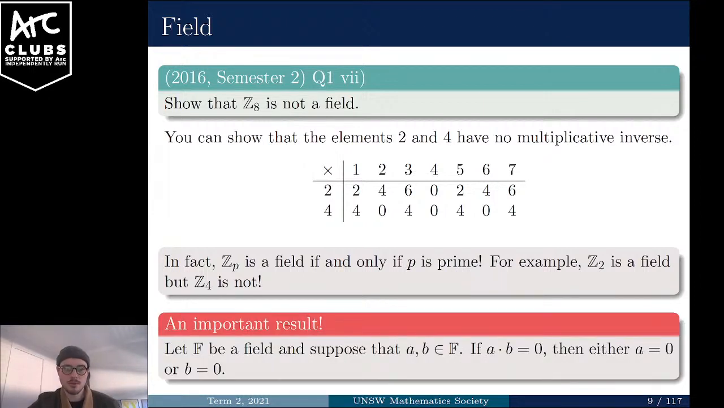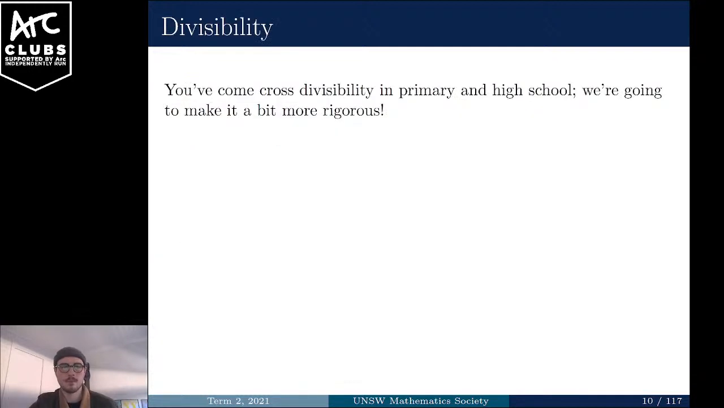An important result: let F be a field, and suppose that a and b are in F. If a times b, or a operation dot b, is 0, then either a must be 0 or b must be 0. Right. Cool. So that's that first little part of the topic, and it's alluding to some of the bigger ideas we'll cover later on. So it's really important to grasp these ideas early so that we can use them later. So make sure you ask any questions if you have any.